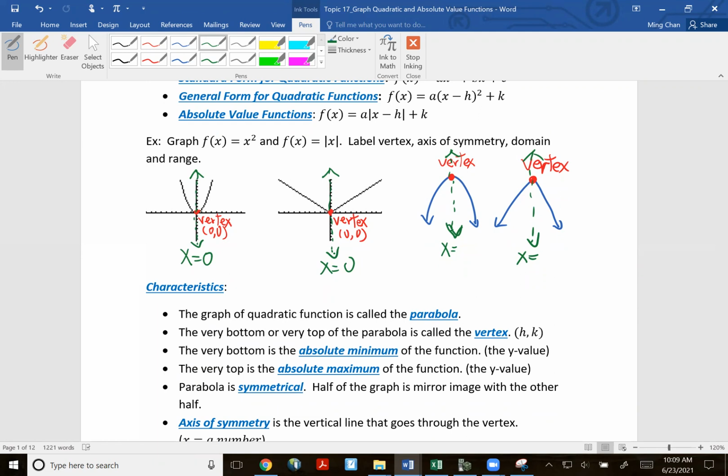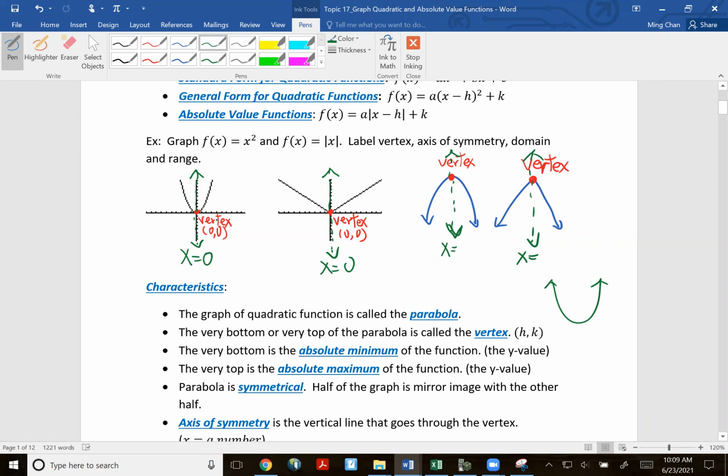That makes sense in terms of when we talked about even and odd functions, right? The parabola and the absolute value function are both even functions. Remember we talked about a parabola that opens up being symmetric with respect to the y-axis, right? The reason we say y-axis is because the vertex was located at the origin.